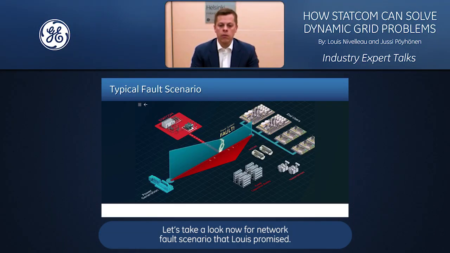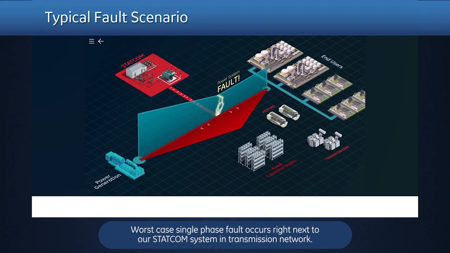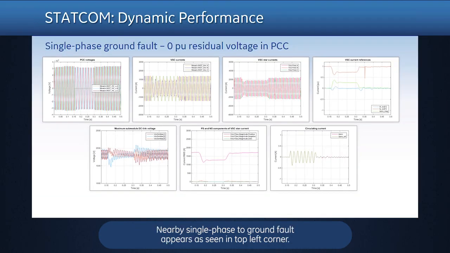Let's take a look now at the network fault scenario Louis promised. Worst case, a single-phase fault occurs right next to our Statcom system in the transmission network. Nearby single phase to ground fault appears, as seen in top left corner. Statcom has immediate response. Initially, Statcom has produced nominal positive sequence current into the network while the fault appears.